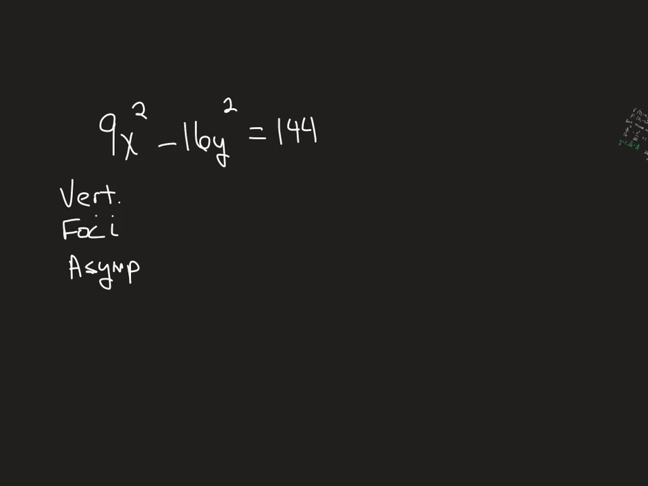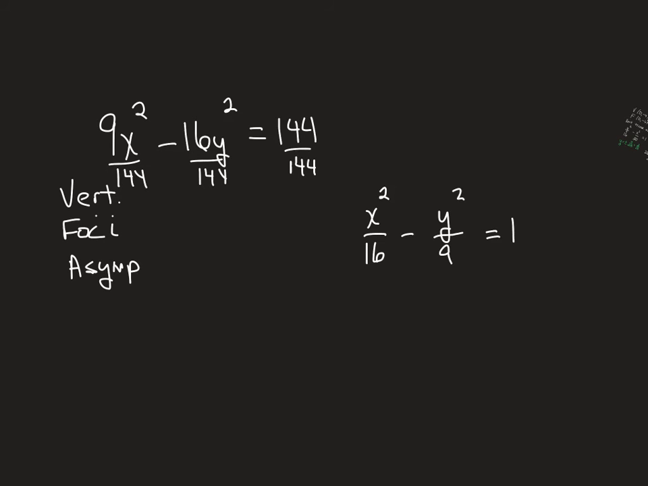So to start with, we know that we need this to be equal to 1. So if I divide everything by 144, we're going to get x squared over 16, since 9 will go into 144 16 times, minus y squared over 9, since 16 goes into 144 9 times, equals 1. We've already said the center is at the origin, at (0, 0).